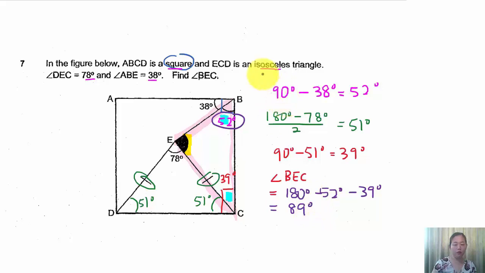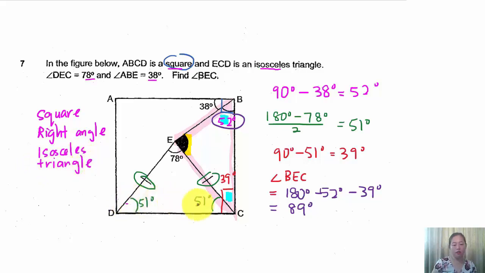Let's recap what we have learned. We learned the concept of the square. So by knowing that this is a square, we can use the concept of right angle. We can also make use of the isosceles triangle to help us find the angles here, and we also use angle sum of triangle, so we can find this degree here and also use the same property to find this degree here.